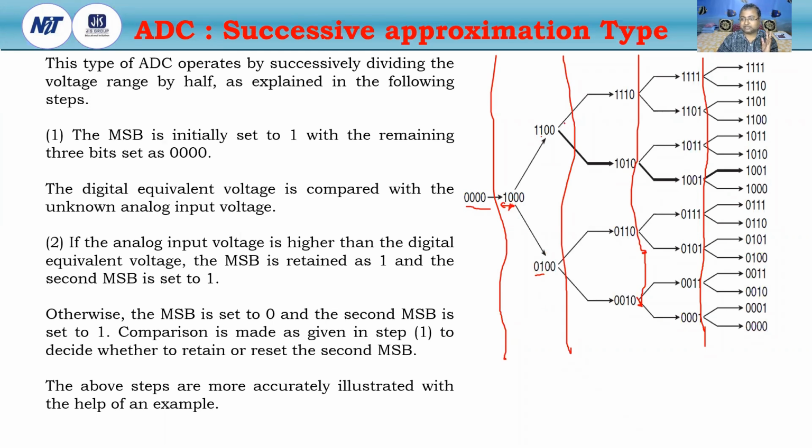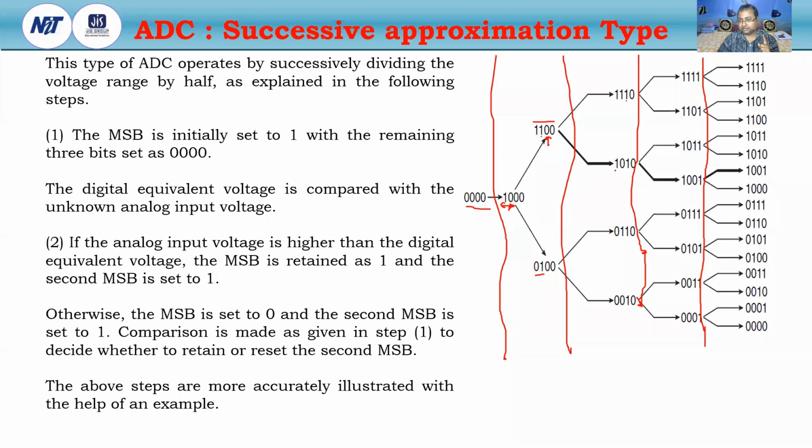Again, this is the first clock pulse, this is the second clock pulse. So in the second clock pulse, what happens? Again, compare with this. So this will be the reference voltage for this clock pulse. If the input voltage is greater than this, then the next MSB, that means the second bit, should be 1. Otherwise, interchange the last two MSB. So last two MSB means this 1, 0. So then what happens?